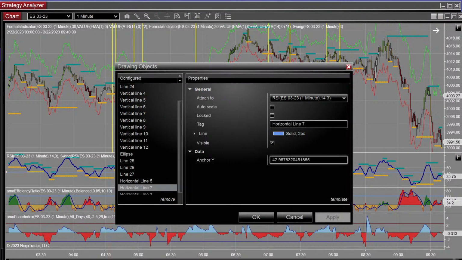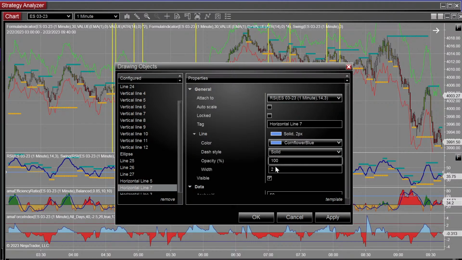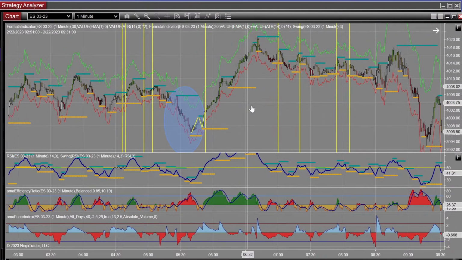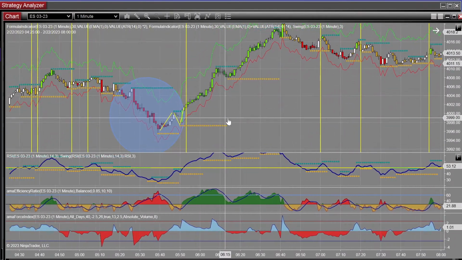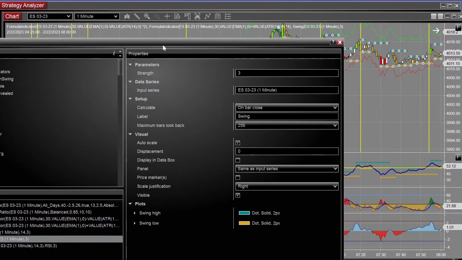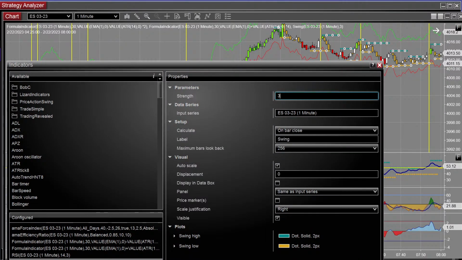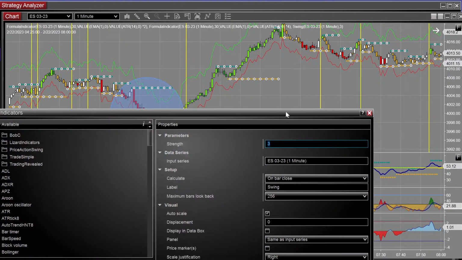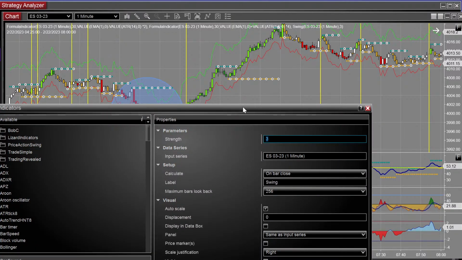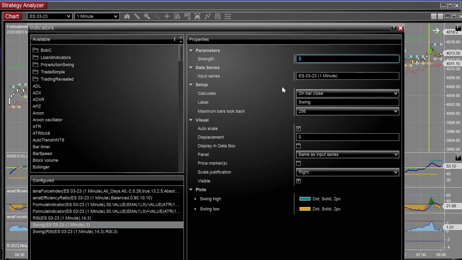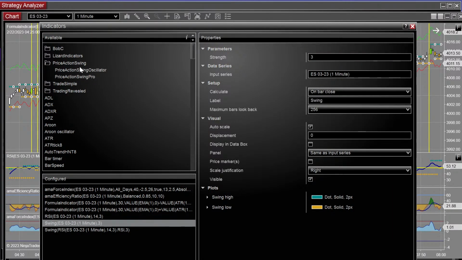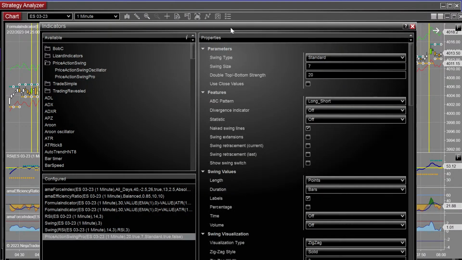Let me put this on. So it's important to know how it works, because it does repaint until a swing is established. And that's what the strength is for. Strength indicates that 3 bars have to be before and after the swing to classify it as a swing. But once it's confirmed, then you don't have to worry about it. And actually, the other indicator, this price action swing, does a better job, and it also gives you the confirmations.